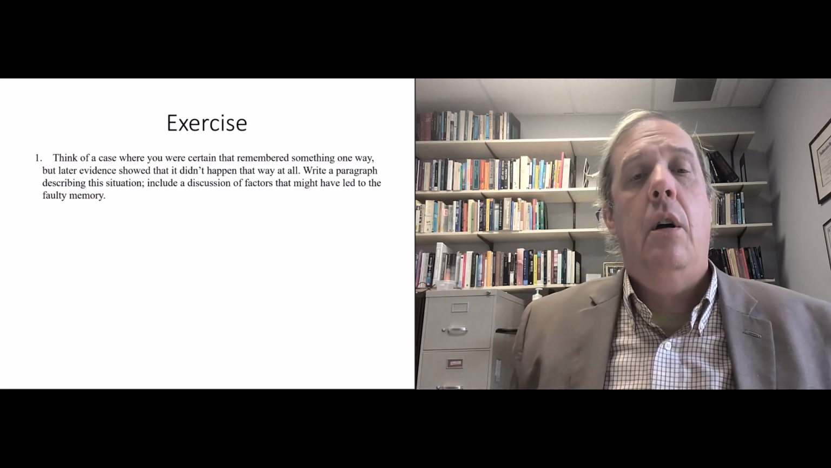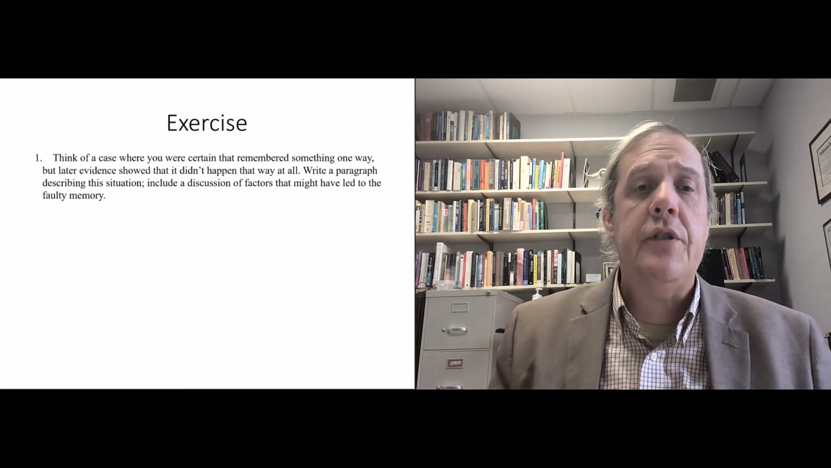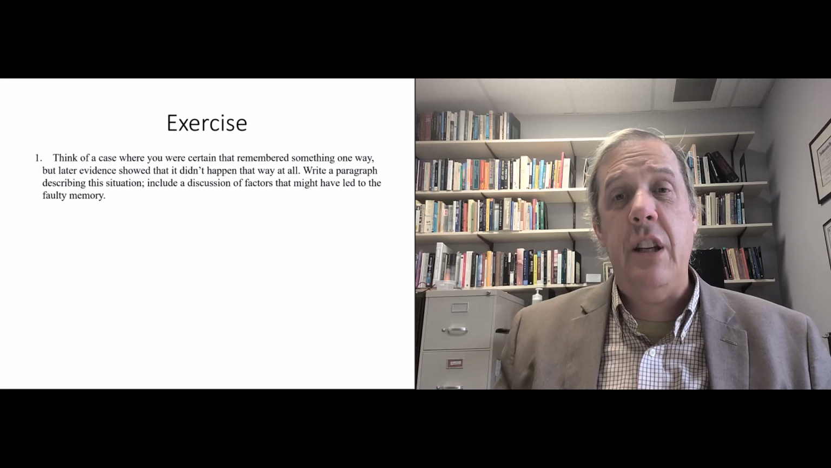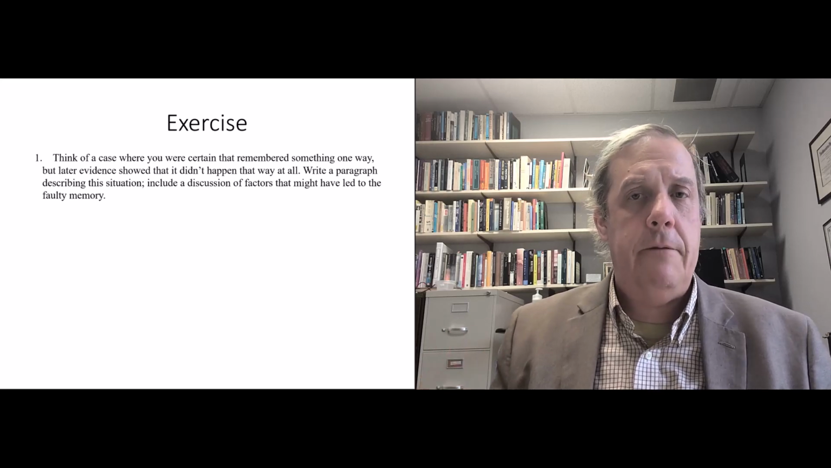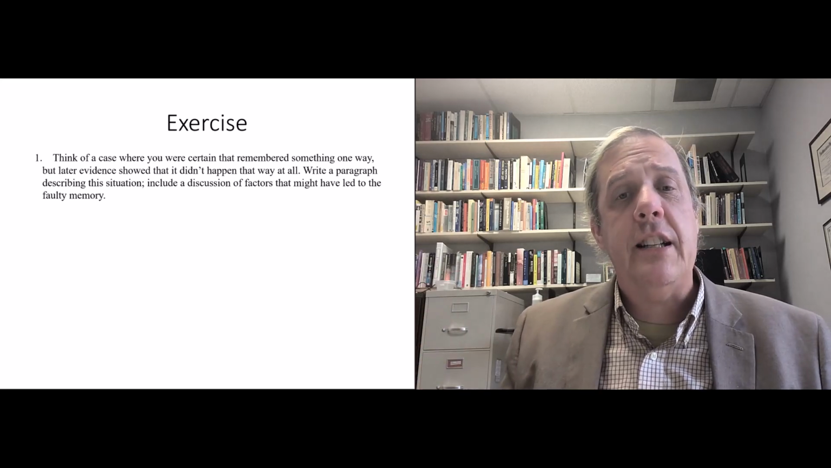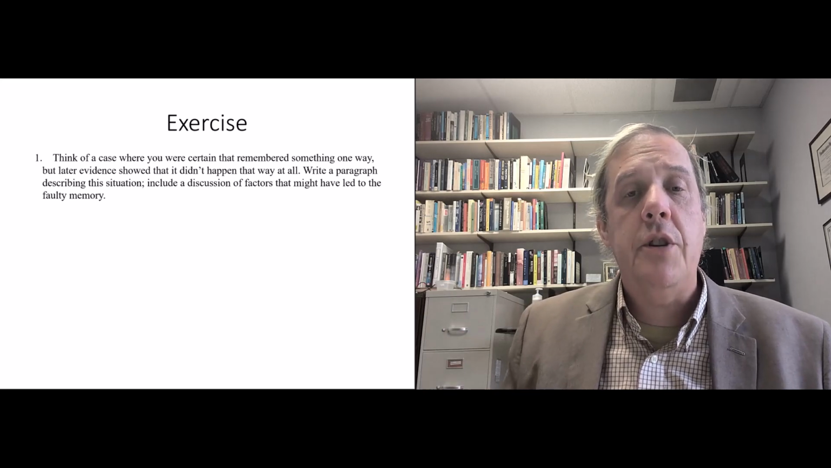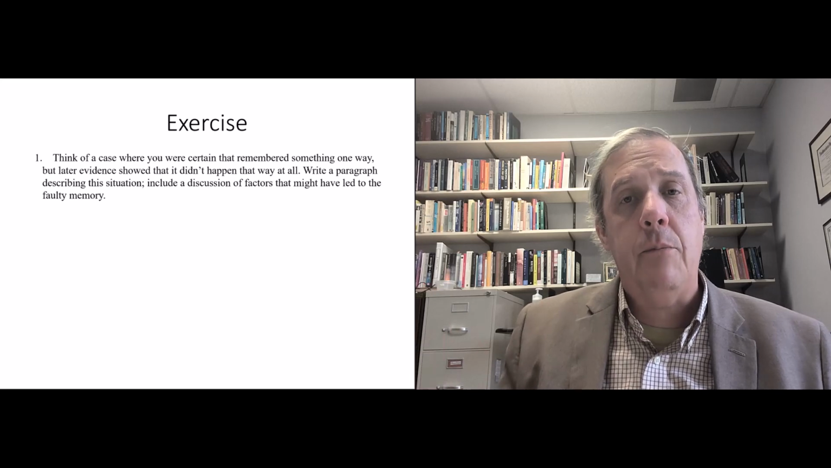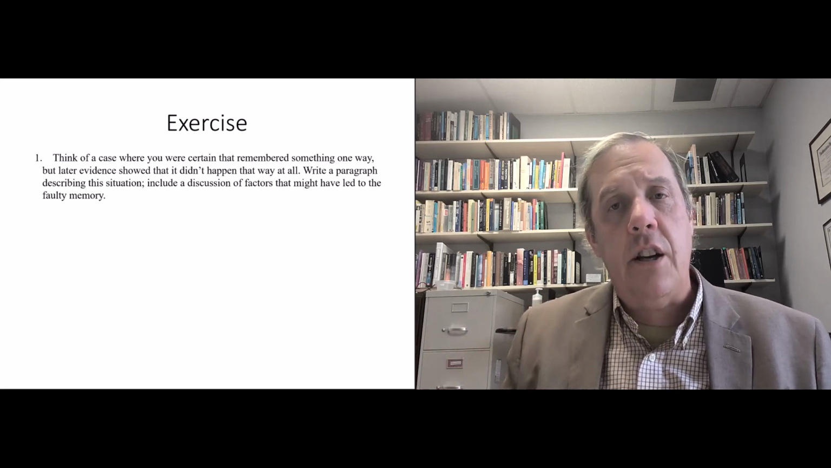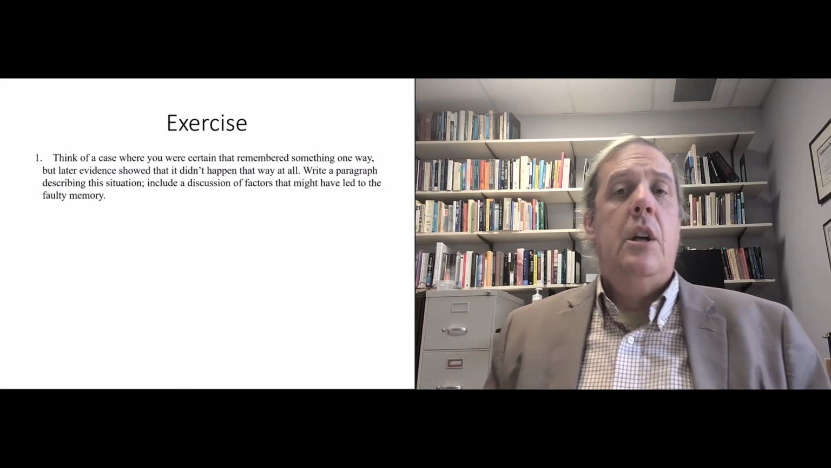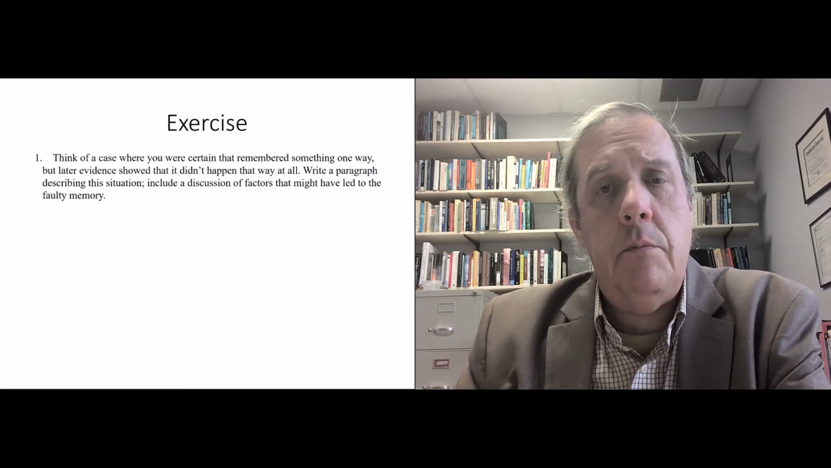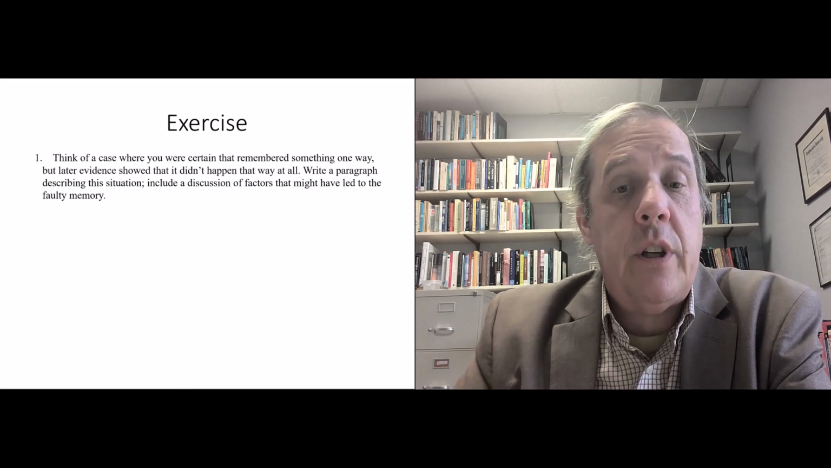So the first exercise was one that I added to the set just to make it more parallel to the previous set of exercises. In the previous set of exercises, it opened by asking you to remember a time that you misperceived something and then try and figure out why you misperceived it. I want to do the same thing this time. Think of a case where you remembered something one way, you were certain it happened that way, but later evidence showed that it didn't happen that way at all. Write a paragraph describing that situation and include a discussion of the factors that might have led to the faulty memory. This is going to serve the same role the previous exercise did, give you sort of an emotional mental anchor for all of our discussion of the way memory works this time, to see how memory can fail. So if you haven't done that exercise, pause now and go ahead and do it. If you have already done the exercises, we can just move forward.